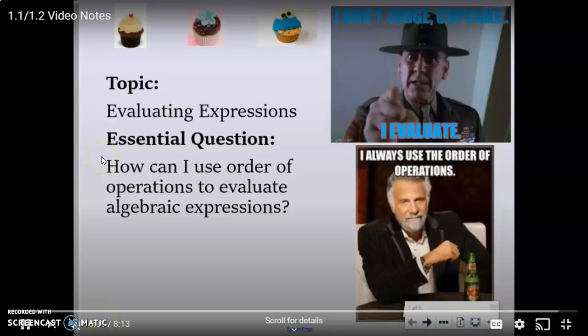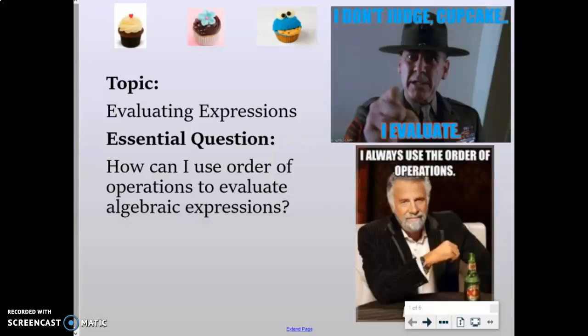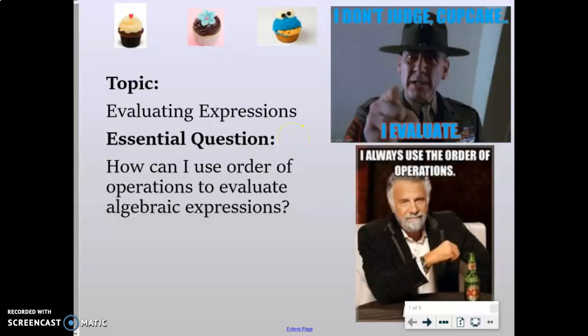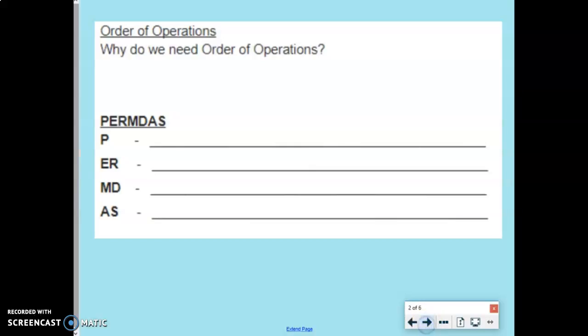Today we will be looking at and reviewing evaluating expressions, and we will be using the order of operations to do that. So we're going to start today with the order of operations. I know it is a review from last year. We spent plenty of time on this topic last year.